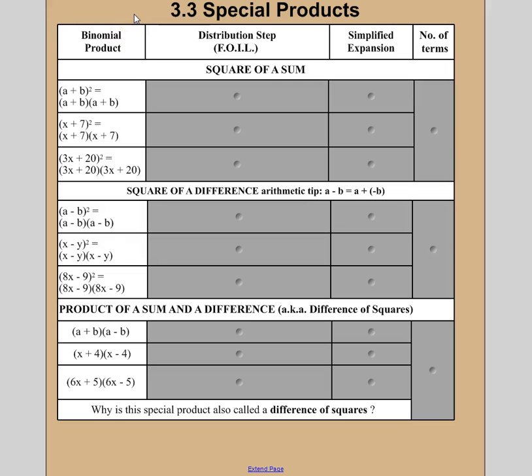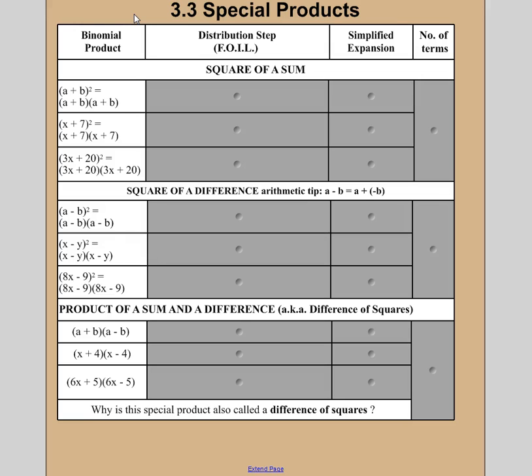So in this table, there's a lot of information here. First column has the binomial product. Okay, so that's the multiplication of two binomials. The second column is showing the distribution steps. That's the expansion of the binomial. Then there's the simplified expansion with like terms collected, and then the number of terms in the simplified expansion is also summarized.